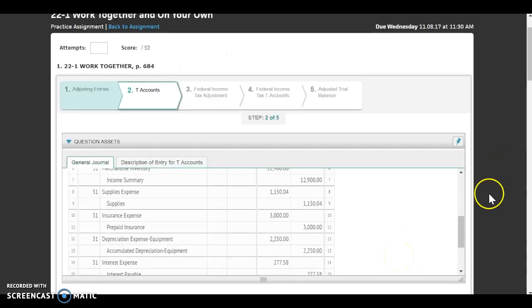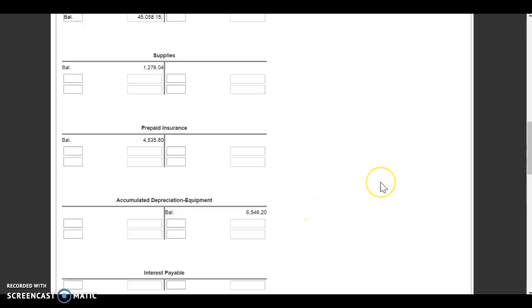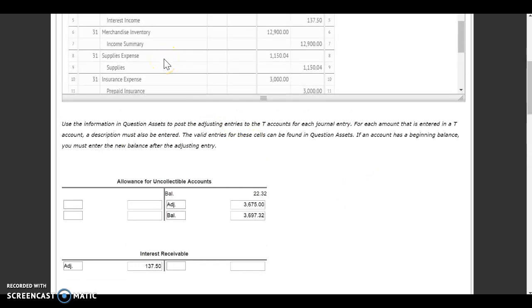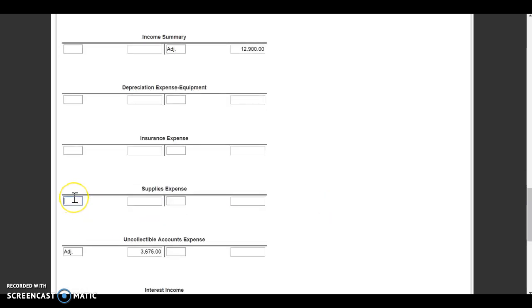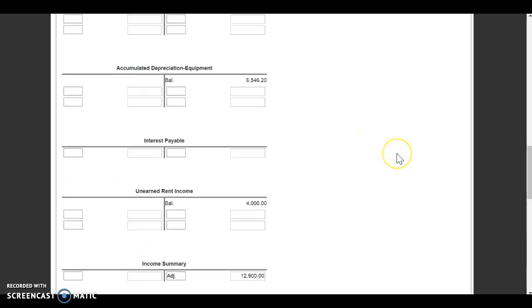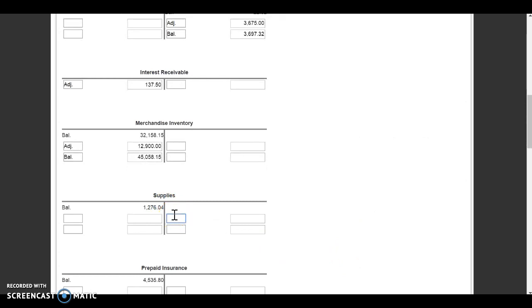Next, I have income summary. It's an adjustment, and it was a credit of $12,900. Next, I have a debit to supplies expense. It is an adjustment, and it was a debit of $1,150.04. Then I have a credit to supplies, an adjustment of $1,150.04. I need to find my new balance.